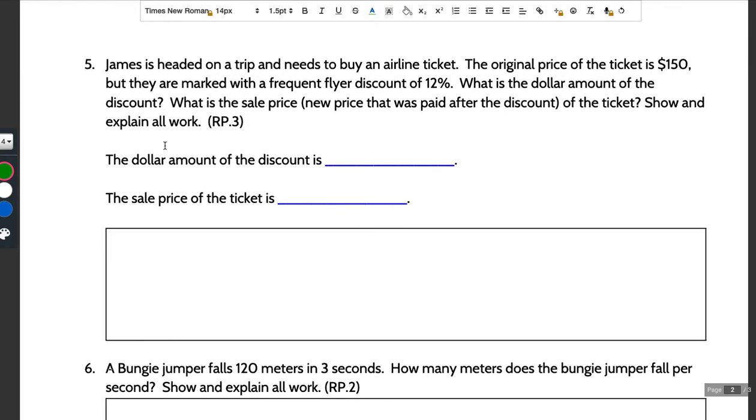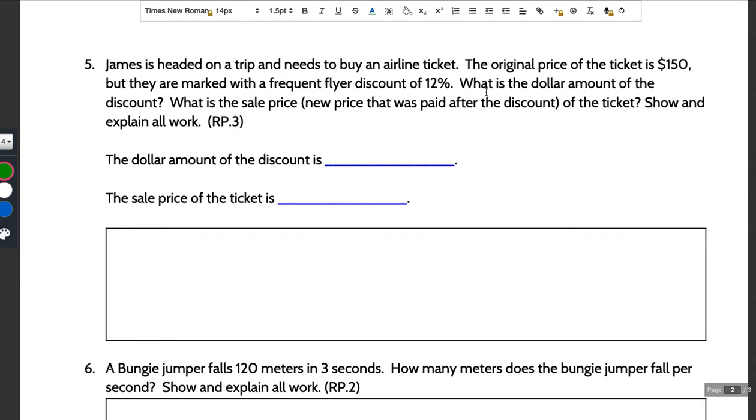James is headed on a trip and needs to buy an airline ticket. The original price of the ticket is $150, but it is marked with a frequent flyer discount of 12%. What is the dollar amount of the discount? What is the sale price of the ticket? Show and explain all work.